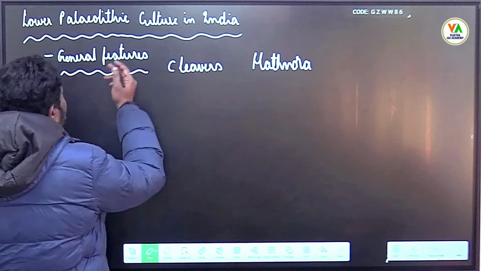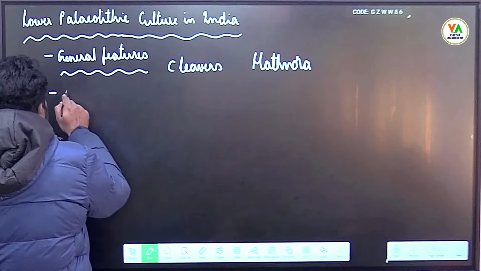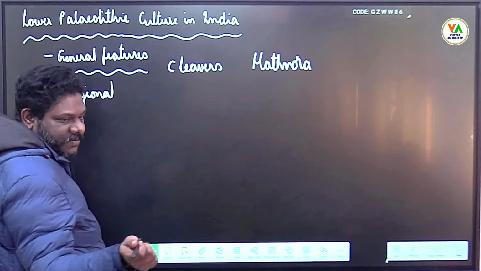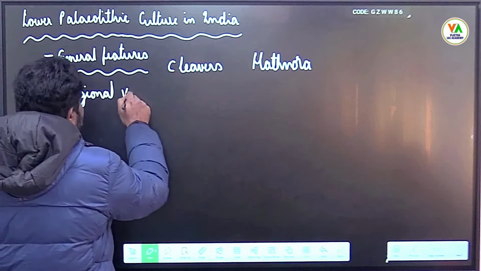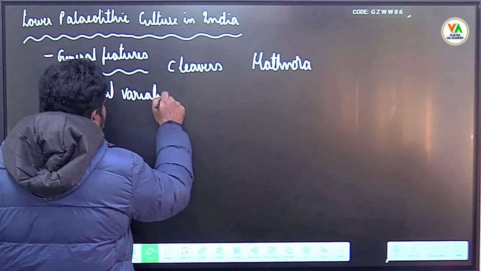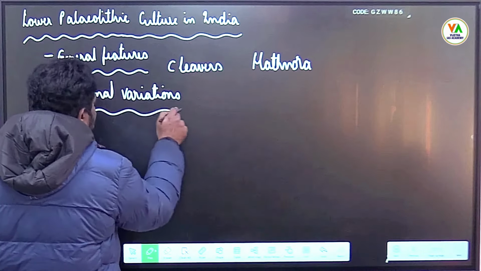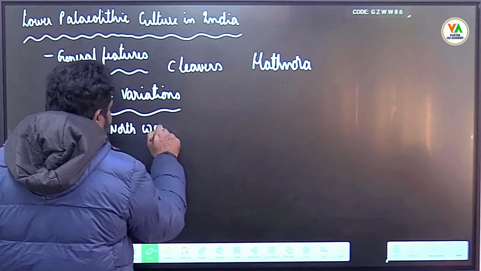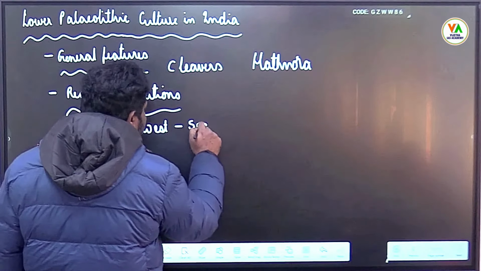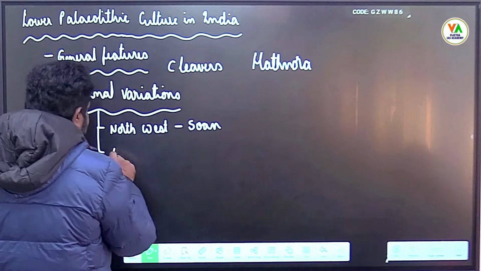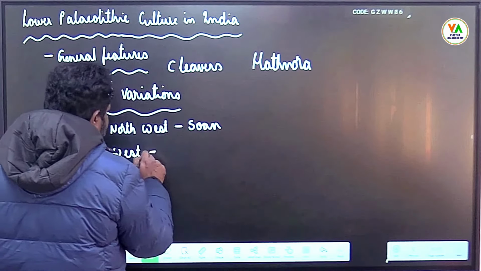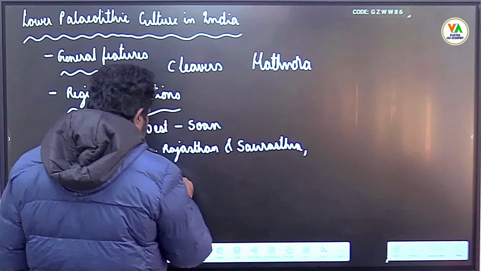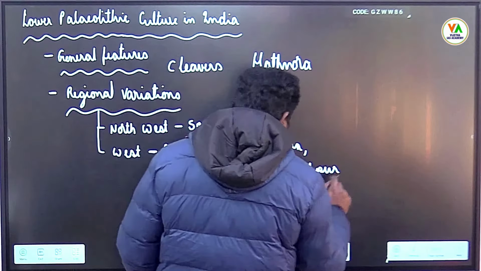So, generally, these are the Lower Paleolithic cultural sites. The general features we have just seen. Now, regional variations. From the northwest, which is the most important one, Soan culture. West, which included Rajasthan and Saurashtra, Chambal, Didwana, Jodhpur.